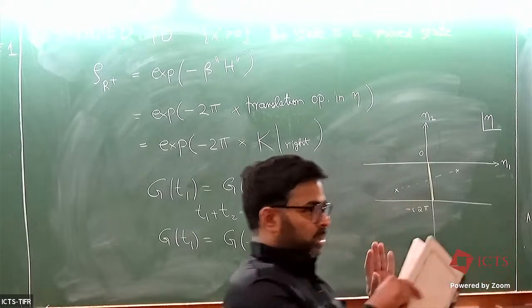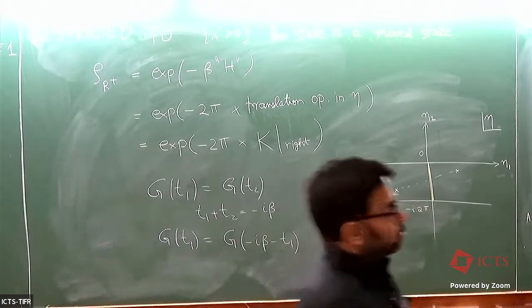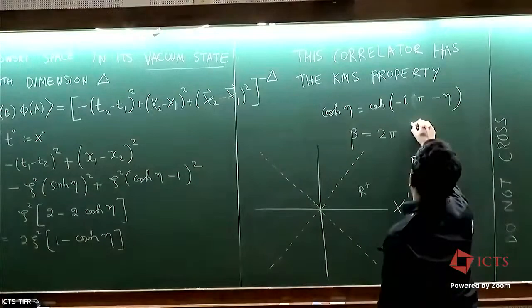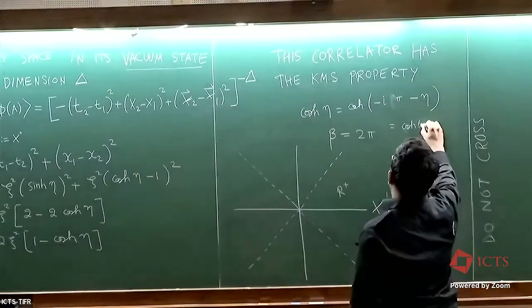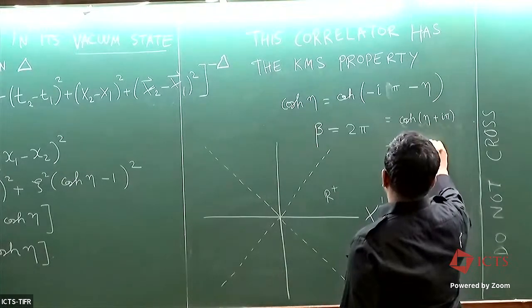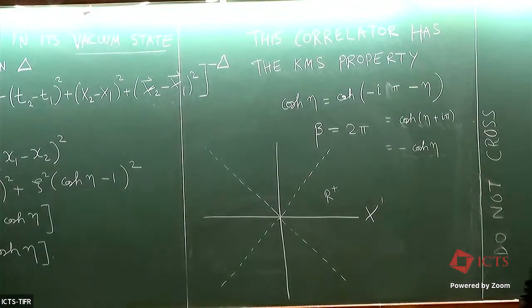KMS is not a statement about periodicity. This statement, delete the 2. Sorry, I shouldn't say periodicity, but it satisfies the KMS condition. If I delete this 2 here, this will not be correct, because this side is cosh of eta plus i pi, because it's even, and then it's negative cosh eta. Cosh of eta plus i pi is negative.